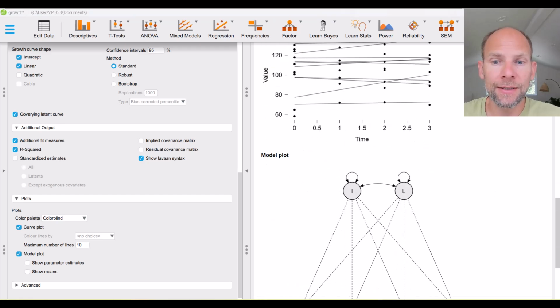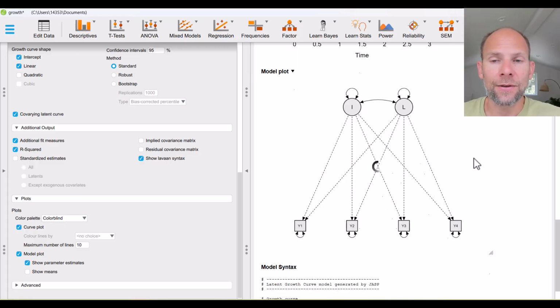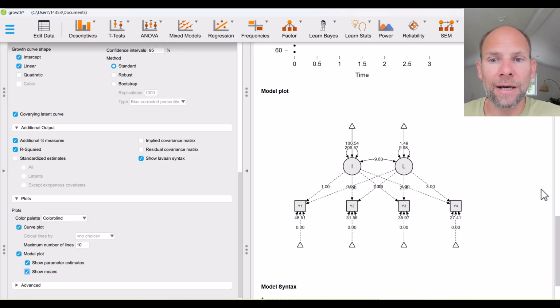Here it is, and you can see we have the intercept factor, the linear slope factor. We can show the parameter estimates in the plot by clicking here. And so then you will also get the loadings as well as the mean structure and the variance structure. Those are then imported here into the diagram. We can also show the means. And so it's not the most beautiful looking path diagram, but it may be something that you may be interested in.